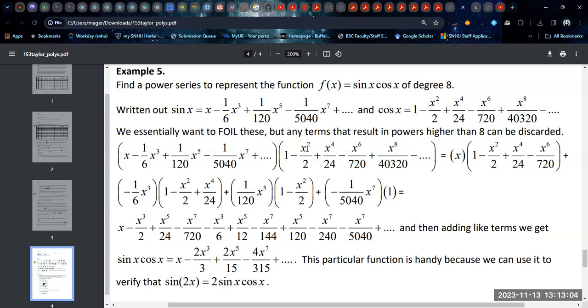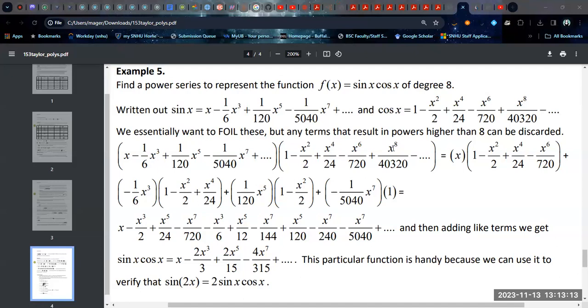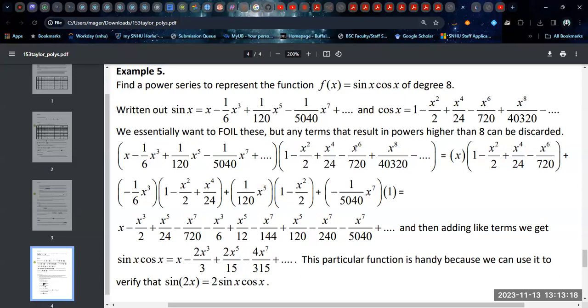x cubed by x squared, that's x to the 5th. That's still good. x cubed times x to the 4th is x to the 7th. But if I multiply x cubed by x to the 6th, or even x to the 8th, I'm getting x to the 9th. I don't need it. So I'm just multiplying x cubed by the first 3 terms. The rest of them, I mean, they're there, obviously. But since I said I only wanted to go to degree 8, I don't care what the x to the 9th term looks like. And so this will continue each time.